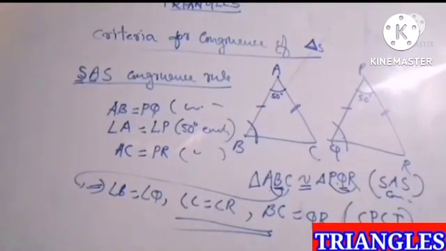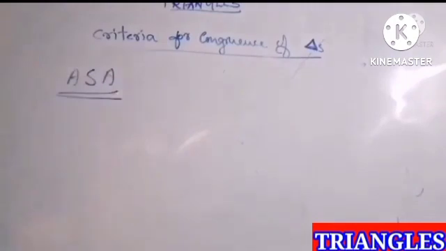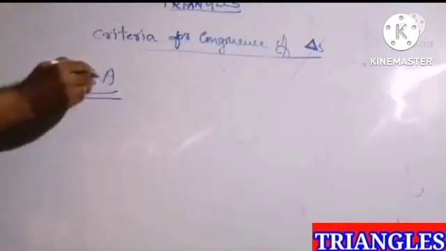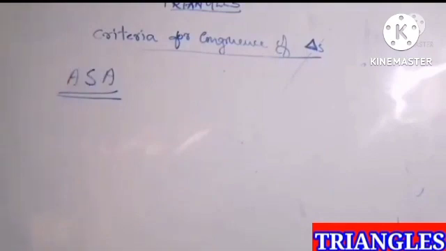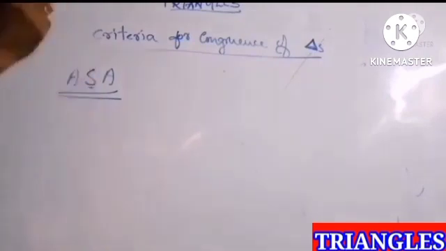Next, the second congruence rule is the ASA congruence rule. What is the ASA congruence rule? See this: ASA, two angles and one side. Two angles, and the side is included here. In ASA, the side is included. In SAS, the angle is included.